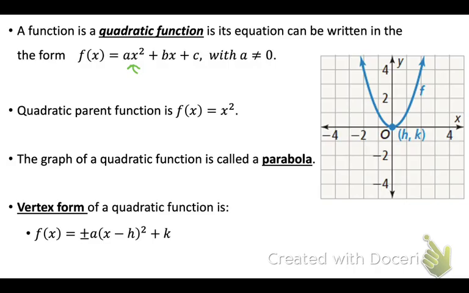A and b are coefficients of x. C is actually a coefficient of x to the power of, can anybody guess? 0. Because what is anything to the 0 power? 0. No. 1. 1.